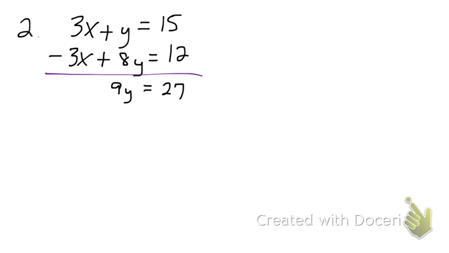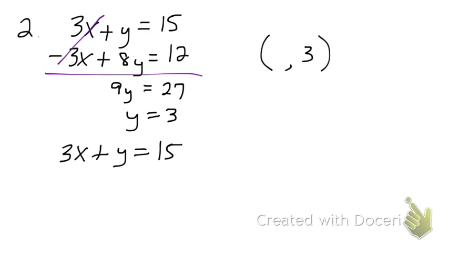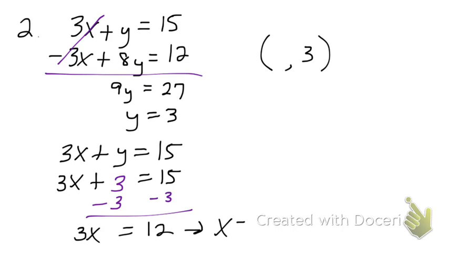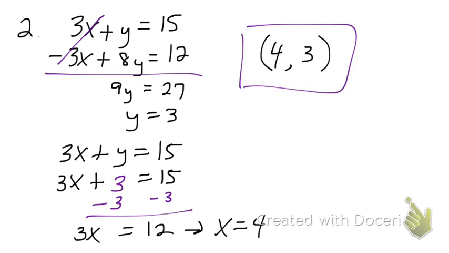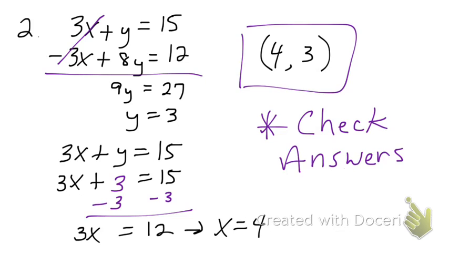This time when we add the equations together, x is eliminated, and we get 9y equals 27, which means y is equal to 3. And so now we can use one of the equations. Let's use the first one. We know that y is 3. So if we solve this equation for x, we get x equals 4. And so our solution is (4, 3). And I would just remind you to check your answers. Very easy to do that on the calculator in just a minute or less. You can also do it in your head.